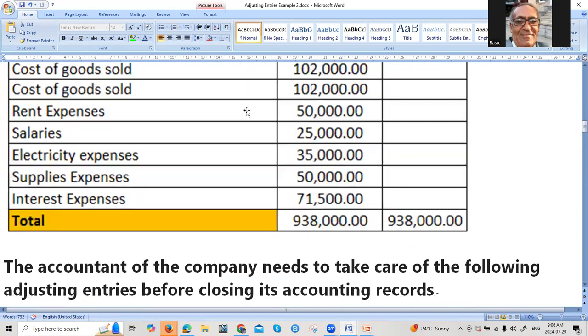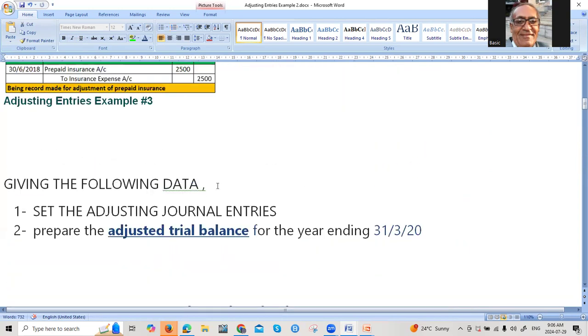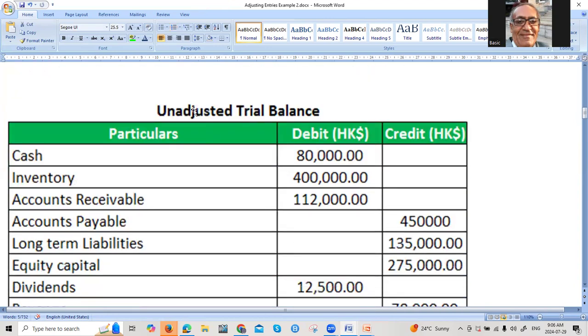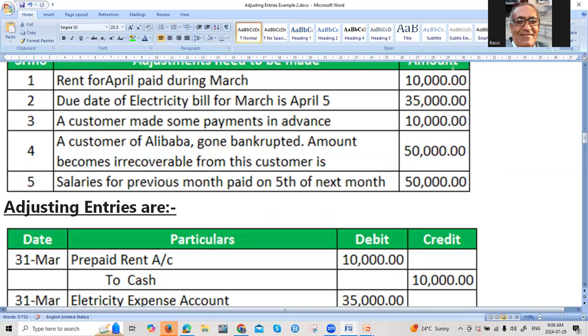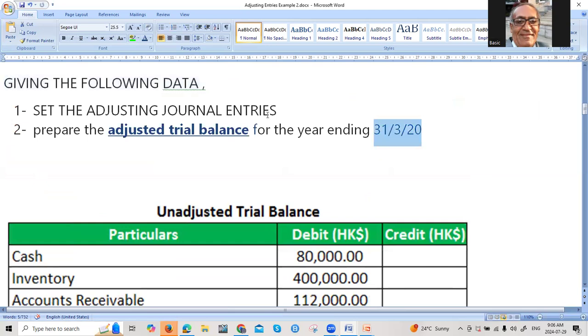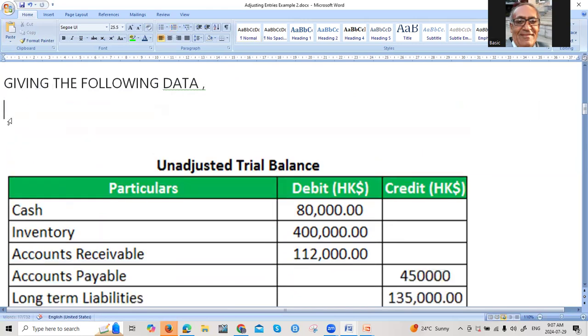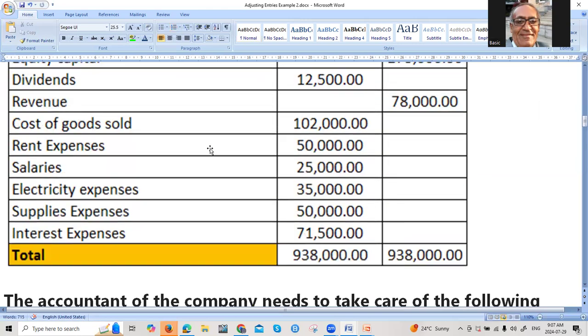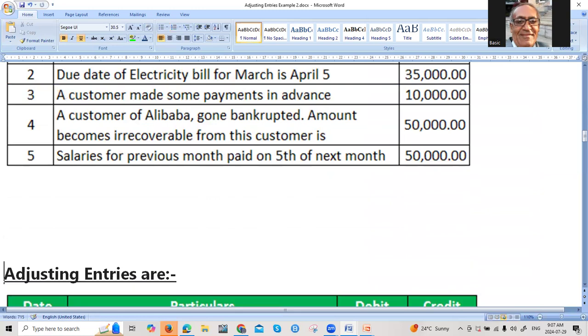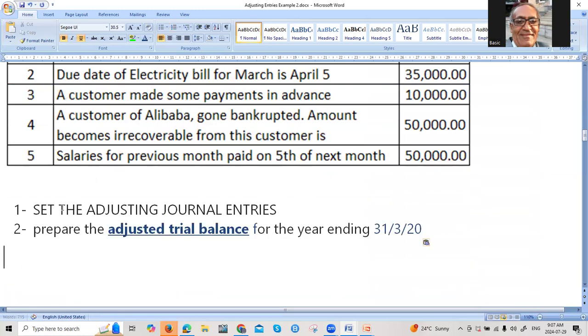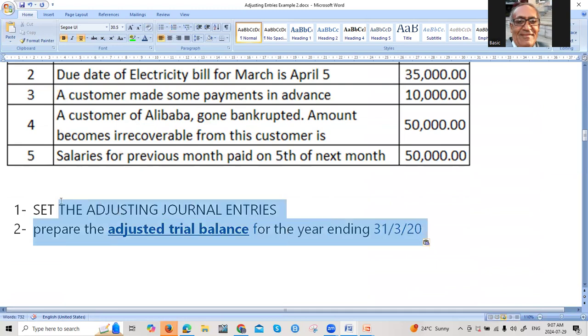So the question is here, giving the following data. The following data is the unadjusted trial balance and the transactions. I can do it better like this, to be shown better. Here, giving the following data, I will take this part. This is the following data, and the part of the transaction which is given. Then I will put the required here so it will be clearer to my dear students than how it looked before.